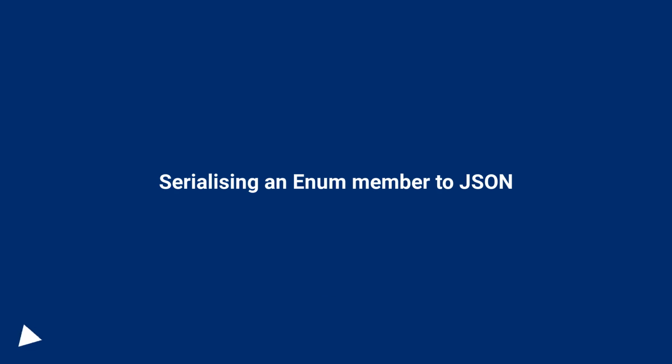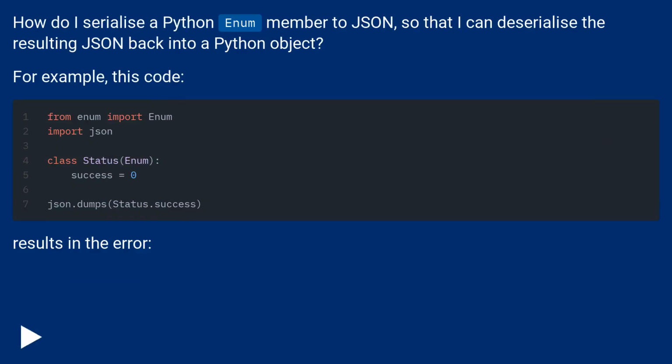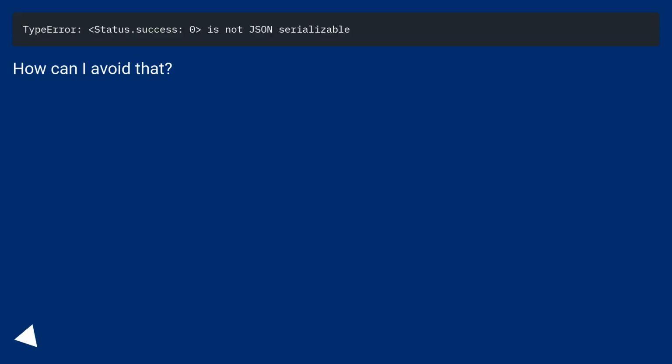Serializing an Enum member to JSON. How do I serialize a Python Enum member to JSON, so that I can deserialize the resulting JSON back into a Python object? For example, this code results in the error. How can I avoid that?